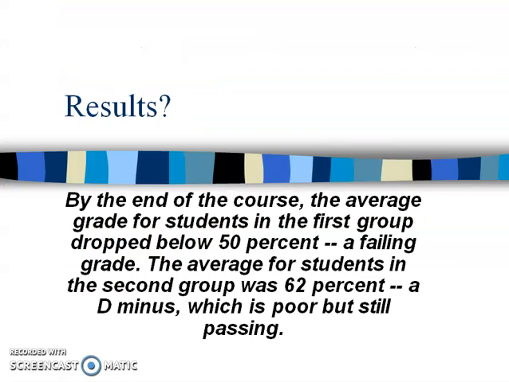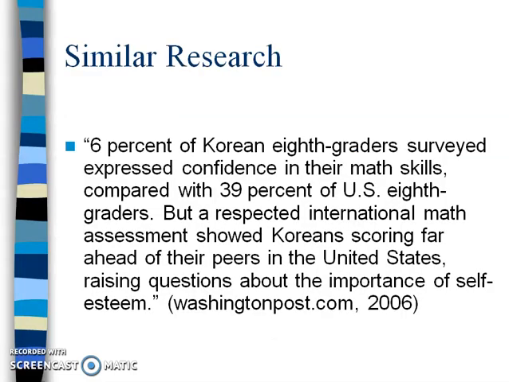And what about the results? By the end of the course, the average grade for students in the first group dropped below 50%, a failing grade. The average for students in the second group was 62%, a D-, which is poor but still passing.